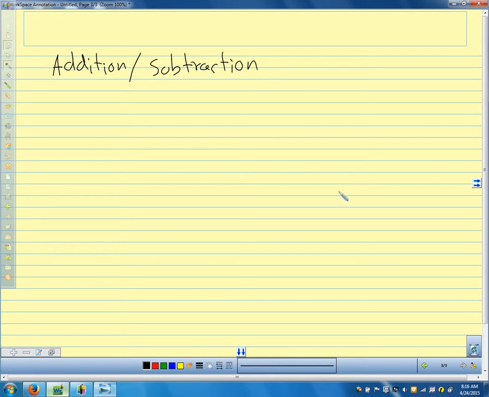Addition and subtraction. Do you remember how to add? Do we remember how we added or subtracted vectors? So we have our 2 vectors in component form. How do we add them together? Add the components or subtract the components. That's all we have to do. Add or subtract.